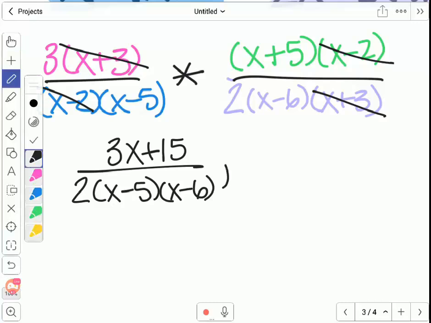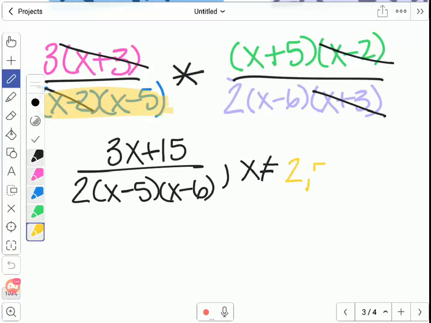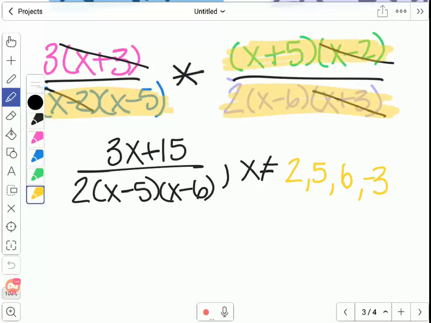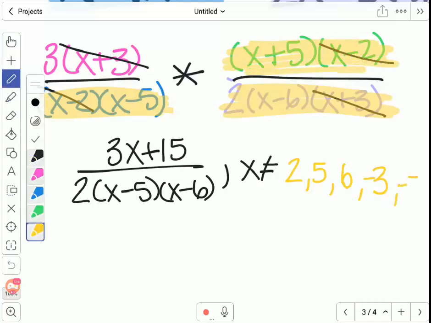So I've got my answer. I need to figure out what my excluded values are. What they can't equal comes from everything that was ever in my denominator at any point in time. So starting with x minus 2, x minus 5, x can't be 2 or 5. Then going to 2 times x minus 6, x plus 3, that means x can't be 6 or negative 3. And then also don't forget about your x plus 5, x minus 2, because that was originally in the denominator. And that means that x cannot be negative 5.